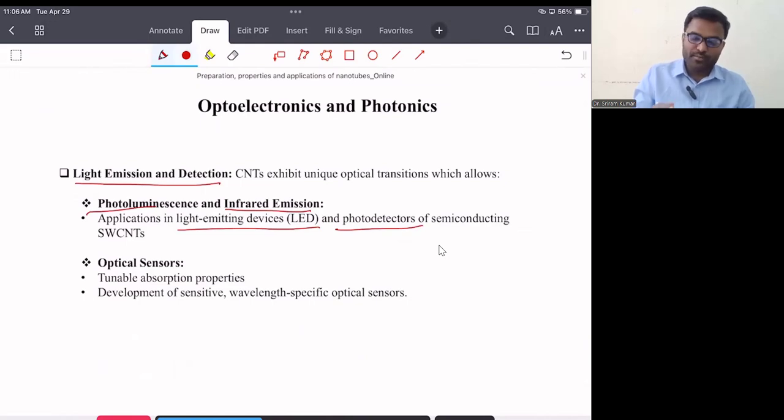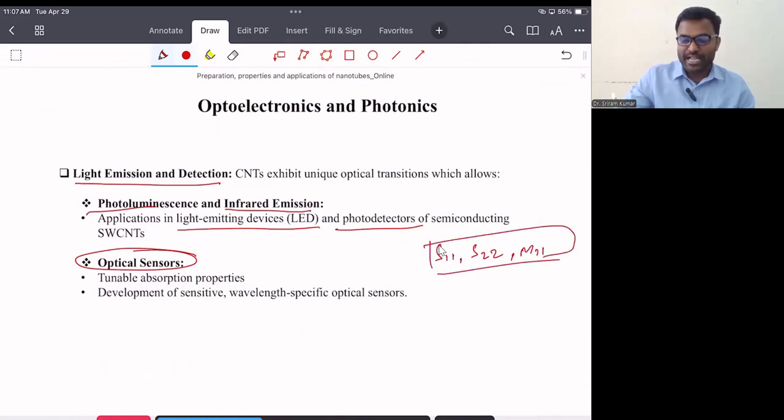And we can also develop optical sensors because carbon nanotubes absorb light based on their semiconducting and metallic nature. We have S11, we have S22, and we have M11 bands. Because of these bands, we can develop optical sensors. It has tunable absorption properties, and therefore we can develop sensitive, variable, and specific optical sensors based on carbon nanotubes.